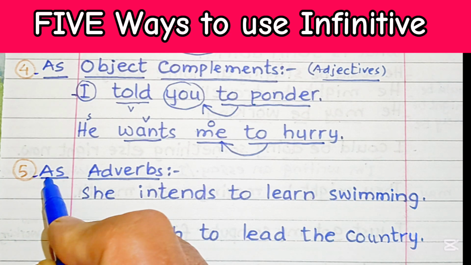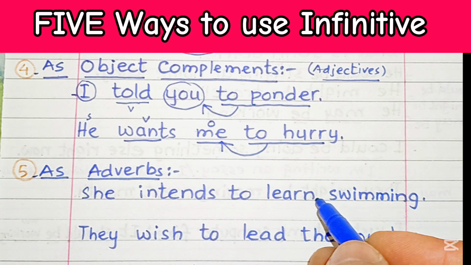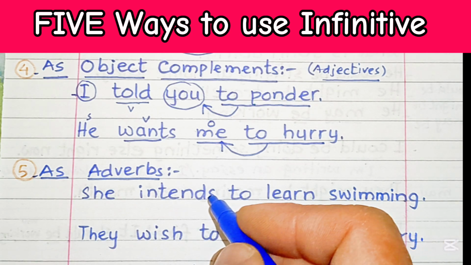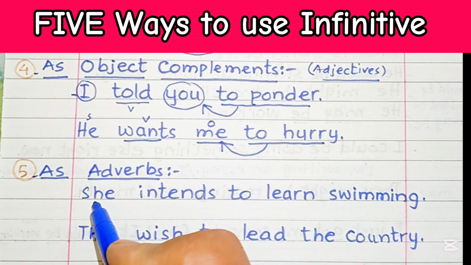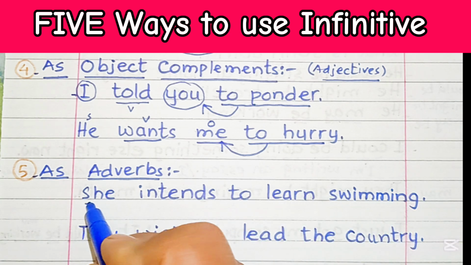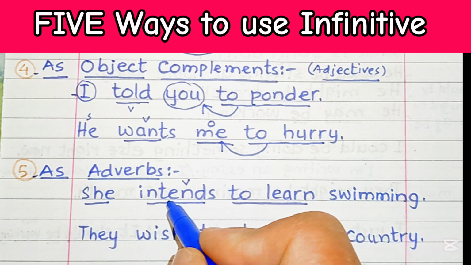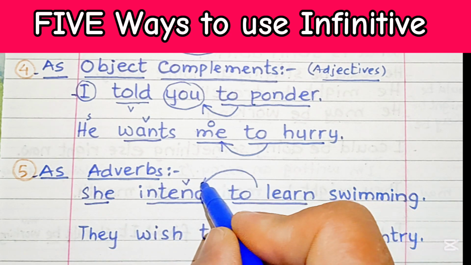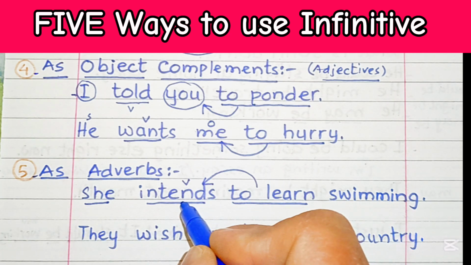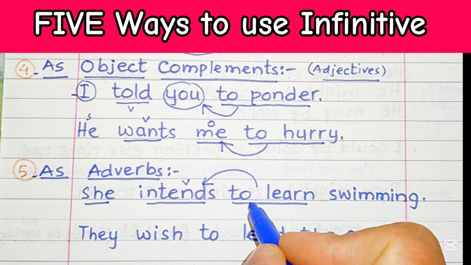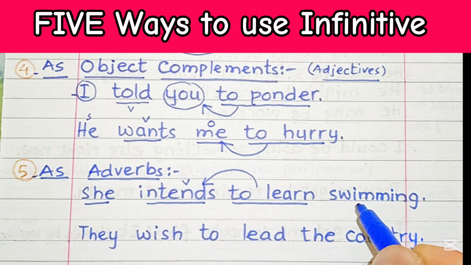Infinitives can also be used as adverbs. She intends to learn swimming. We know that adverbs give more information about verbs, adjectives or other adverbs. So in this example, she intends to learn swimming. She is the subject, this is the verb, she intends. What does she intend? This infinitive "to learn" is giving us more information about the verb. So it describes a verb. So this infinitive is functioning like an adverb. She intends to learn swimming.